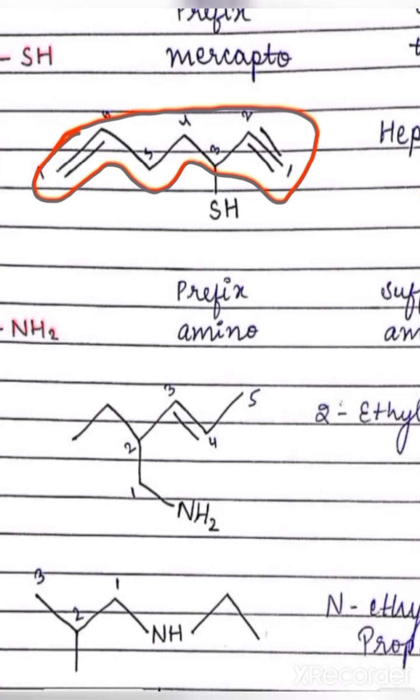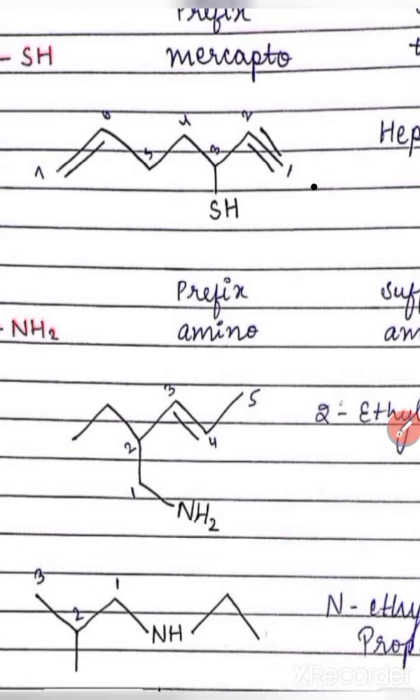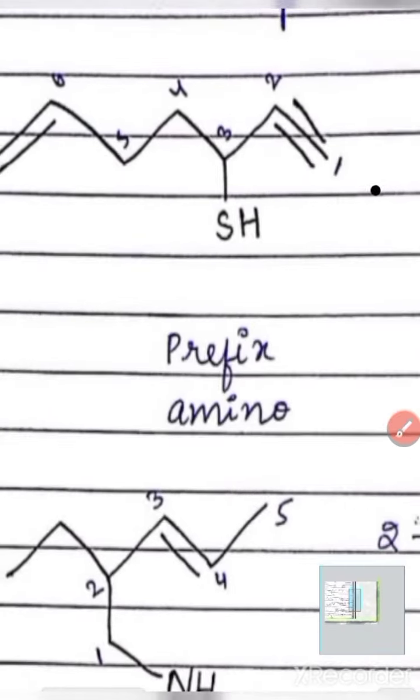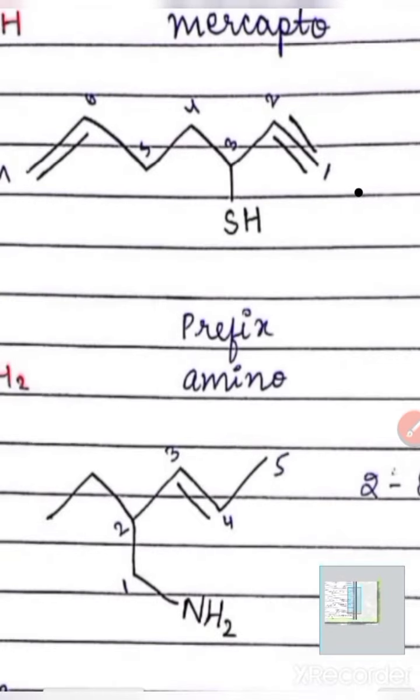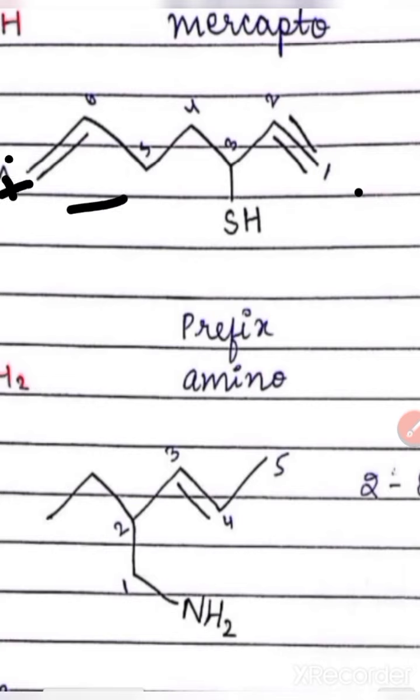As the double bond and triple bond are getting the same position, but if we number it from the right hand side, then SH will get a lower position. So numbering from the right hand side is correct. If you number it, I've given you the numbering 1, 2, 3, 4, 5, 6 and 7. So accordingly we'll name the compound.